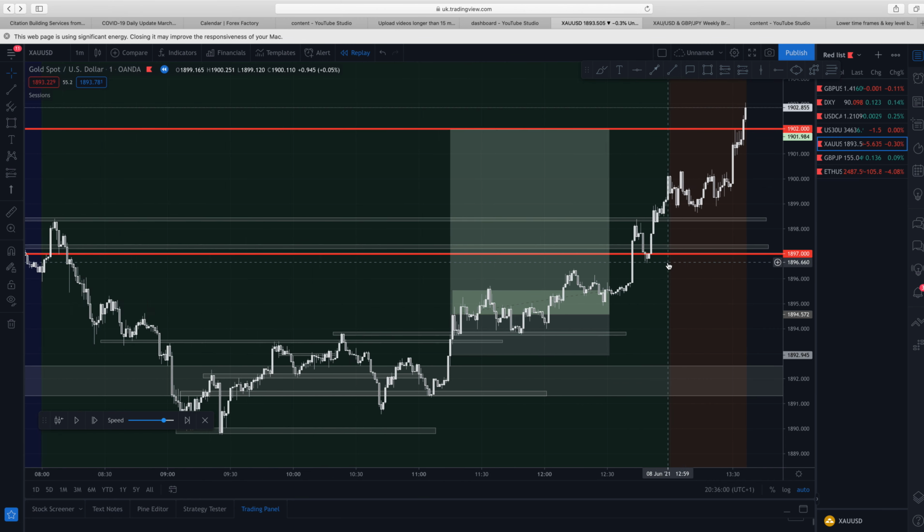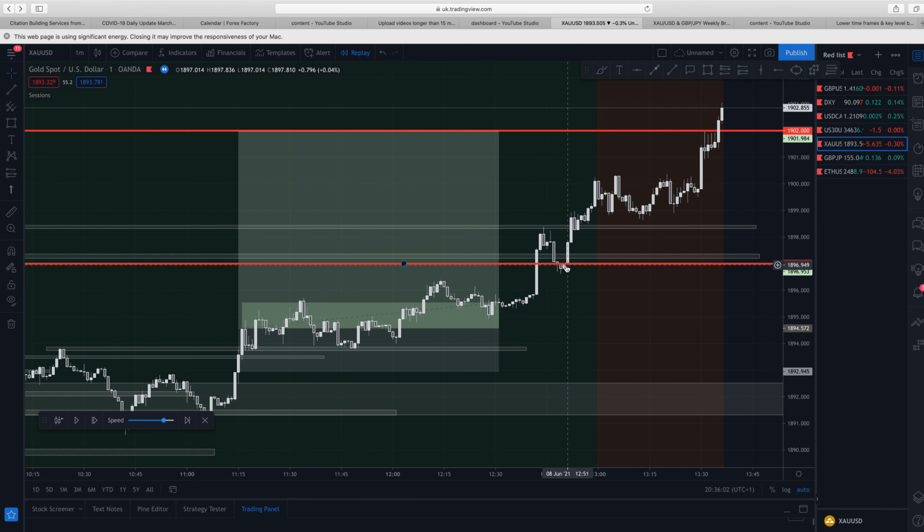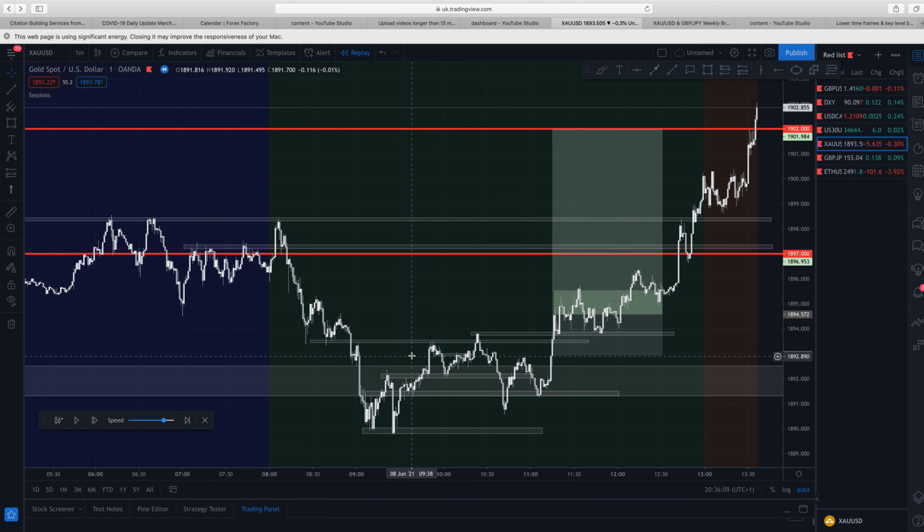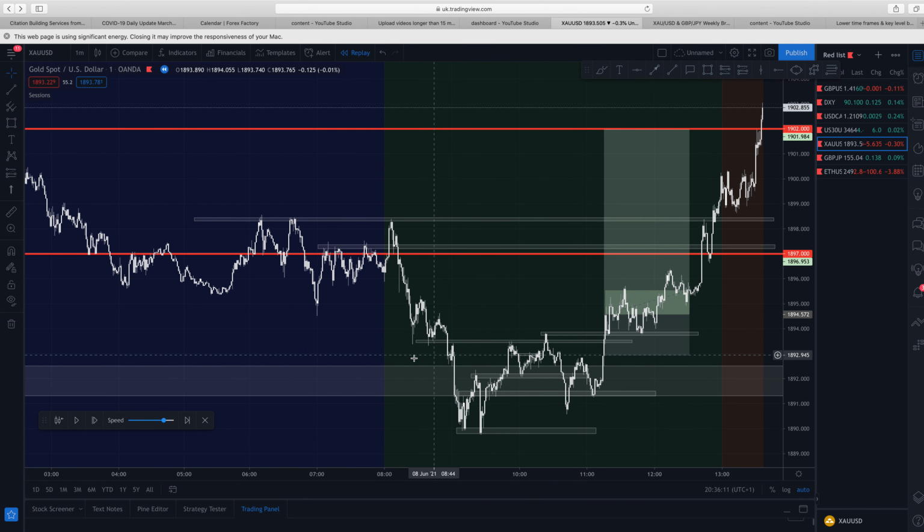I don't like how it's very small really, so it would be quite an aggressive entry. You hope to be in buys below it anyway, bearing in mind that I've had this area of interest marked out from before.